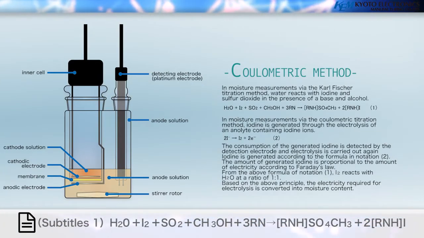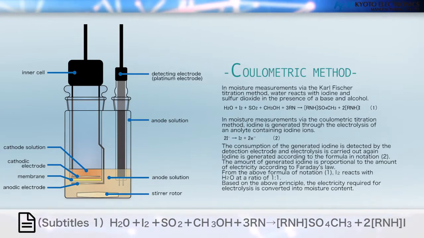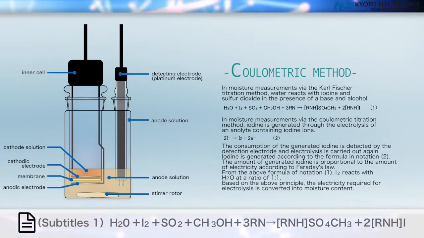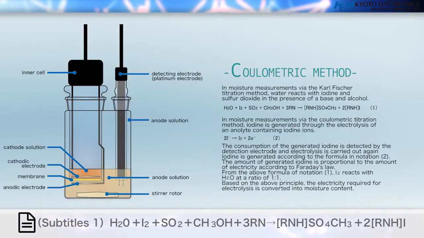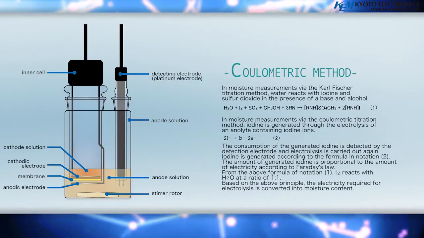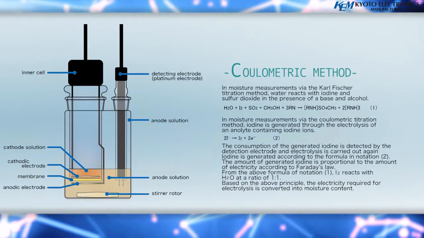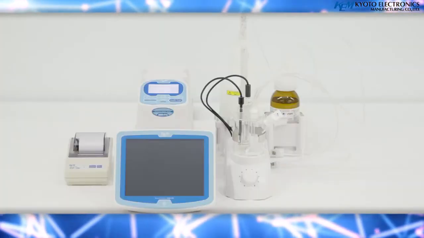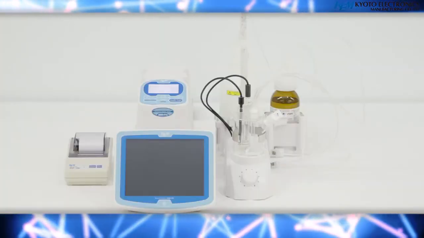From the above formula of Notation 1, I2 reacts with H2O at a ratio of 1:1. Based on the above principle, the electricity required for electrolysis is converted into moisture content. We will now give an explanation of the Karl Fischer moisture titrator, MKC 710.